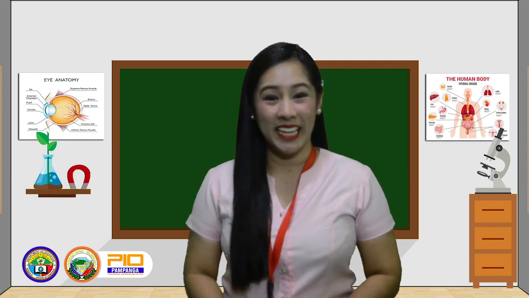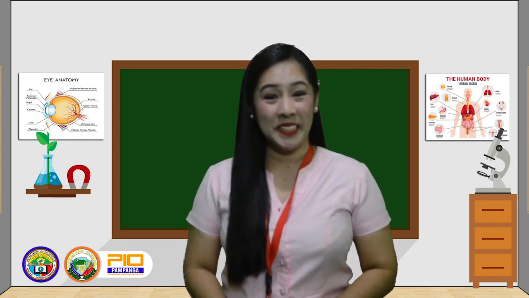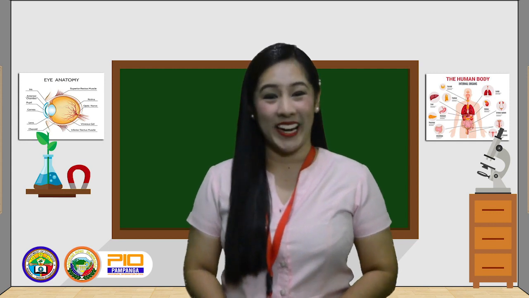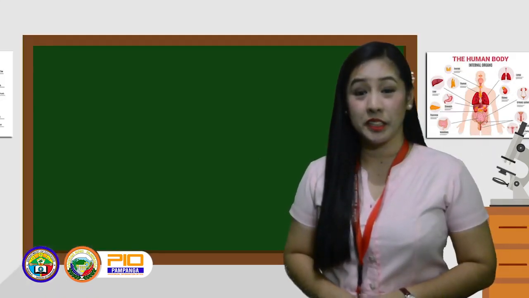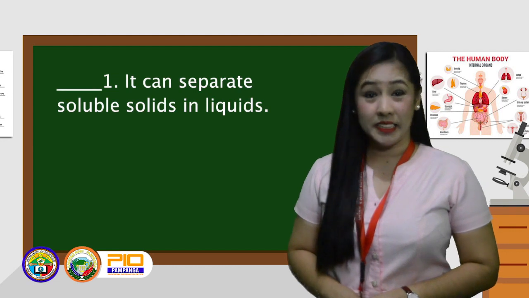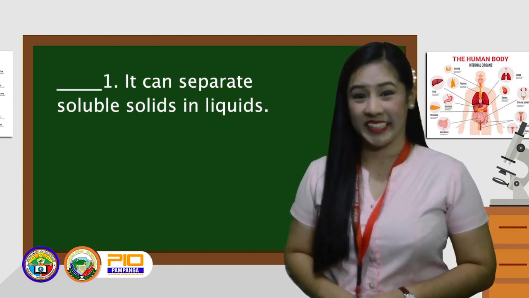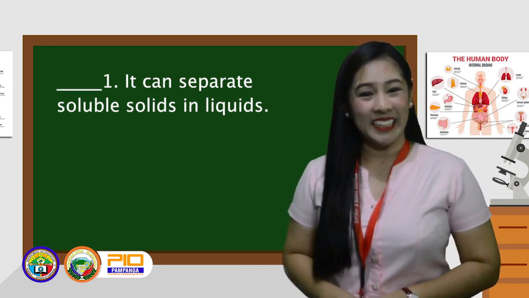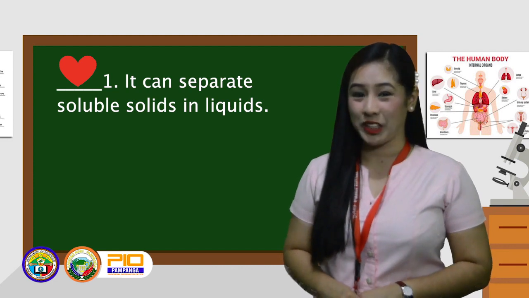Welcome back, Super K Kids! Are you now ready with your answers? Let's see if you will get a perfect score. What process is being described in number 1? Is it star or a heart? You're right! It's heart for evaporation.